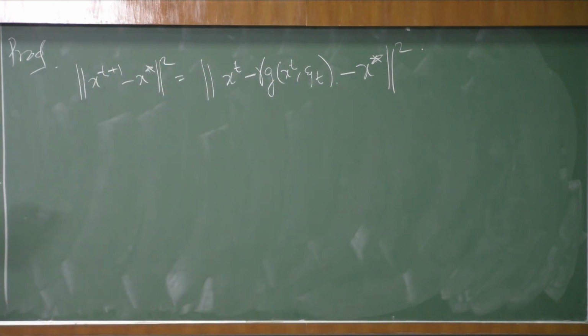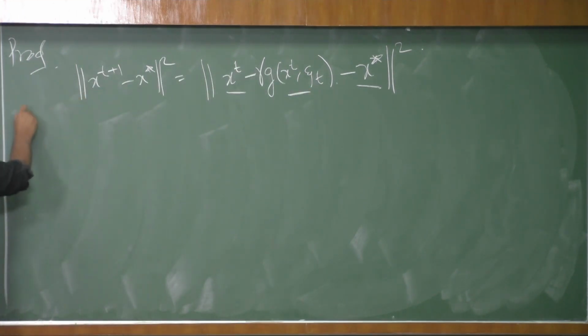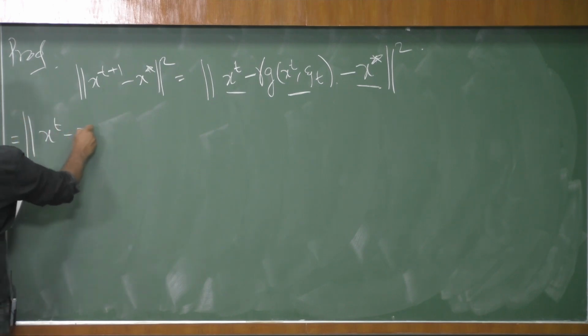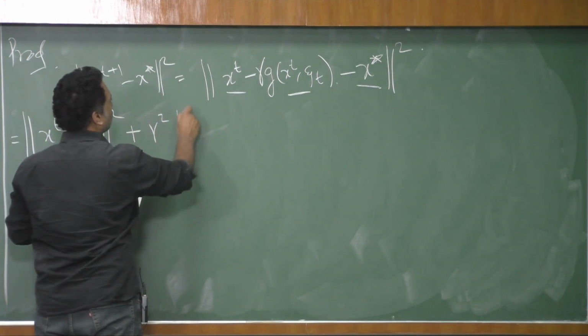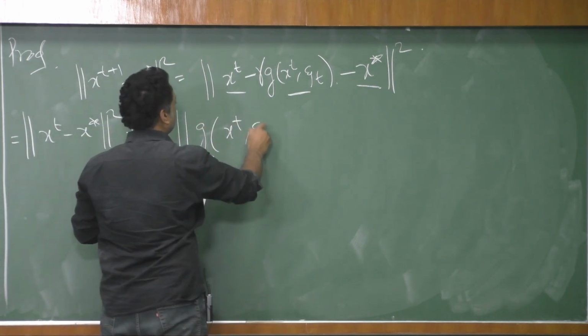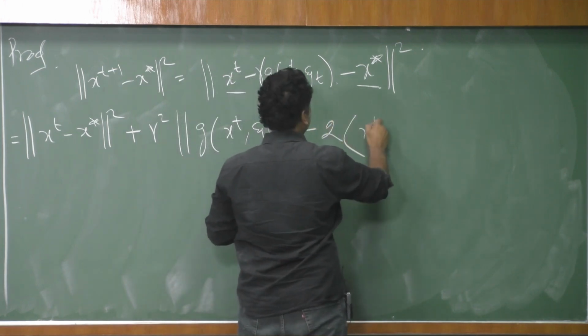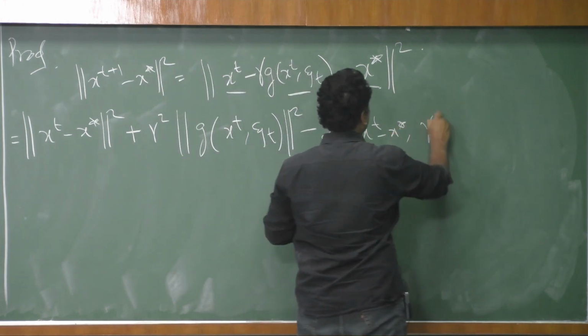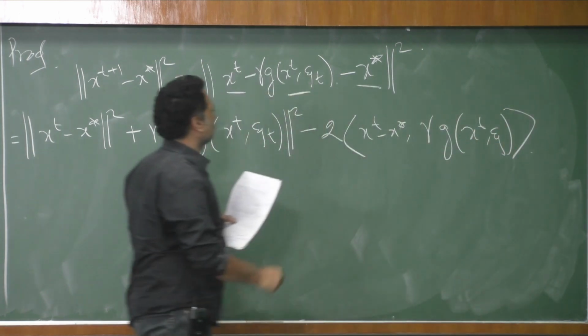Okay, and then we will again split this into a minus b form. So this is our a and this is our b. So this is xt minus x star squared plus gamma square norm of g xt jt squared minus 2 xt minus x star gamma g xt jt. Okay, so we have expanded this.